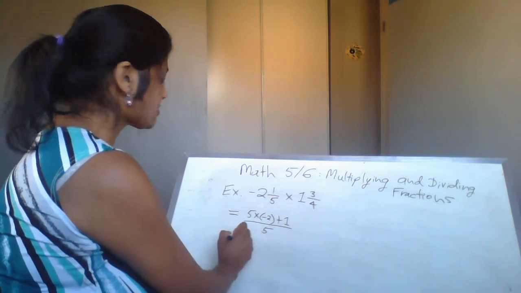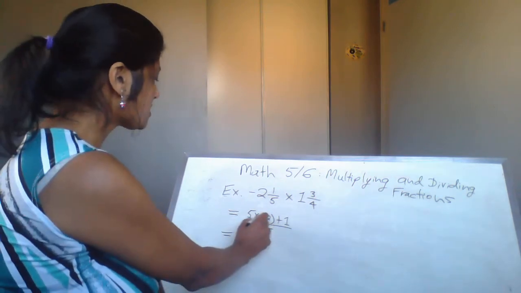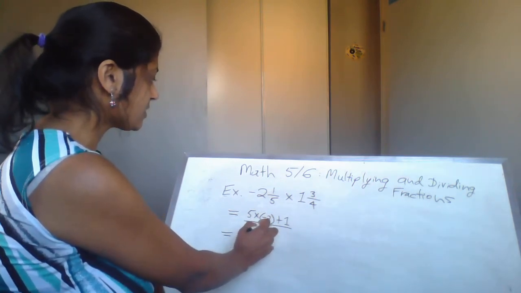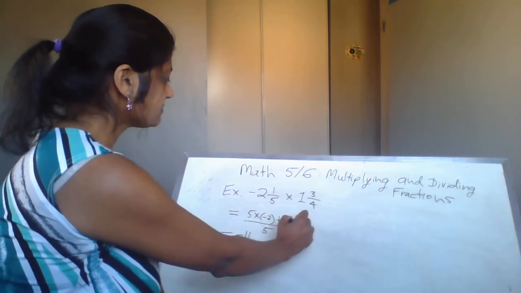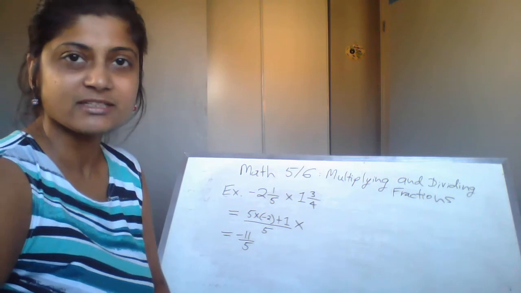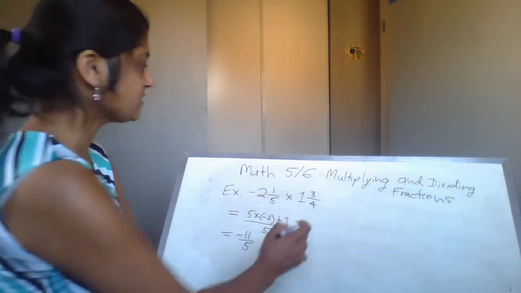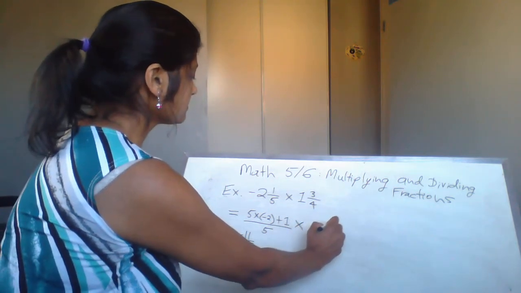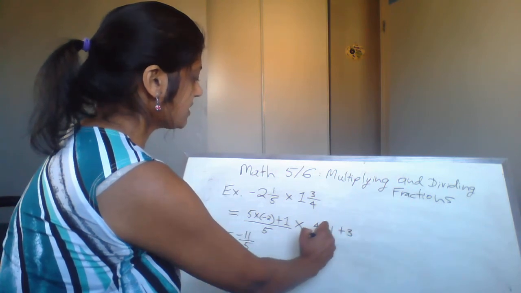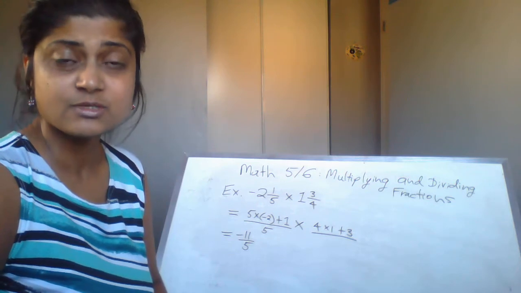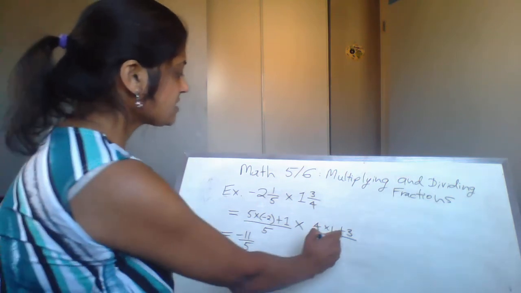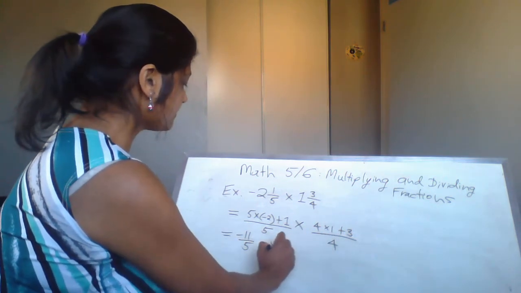So let's just write our answer here, okay? Everyone can see it? So this is going to be negative 10, plus 1, negative 11 over 5. If I look at the next fraction, we're doing 4 times 1, and then plus 3. And this is for the numerator. If you want to put brackets so you don't get confused, that's all right as well. The denominator is still going to be 4.